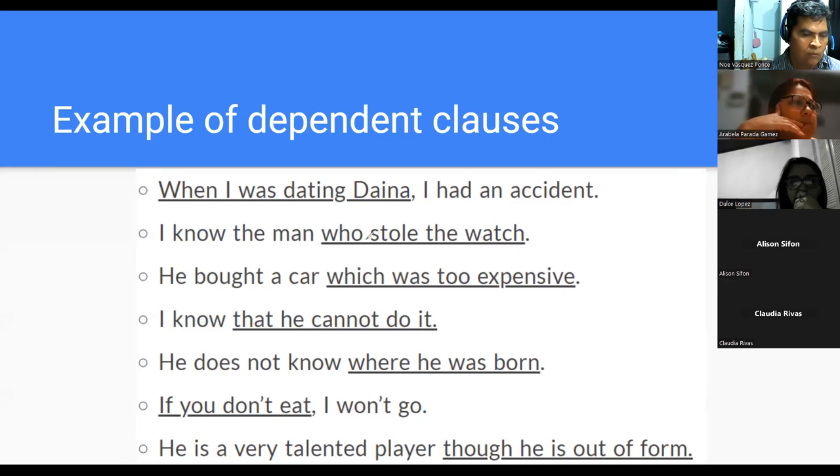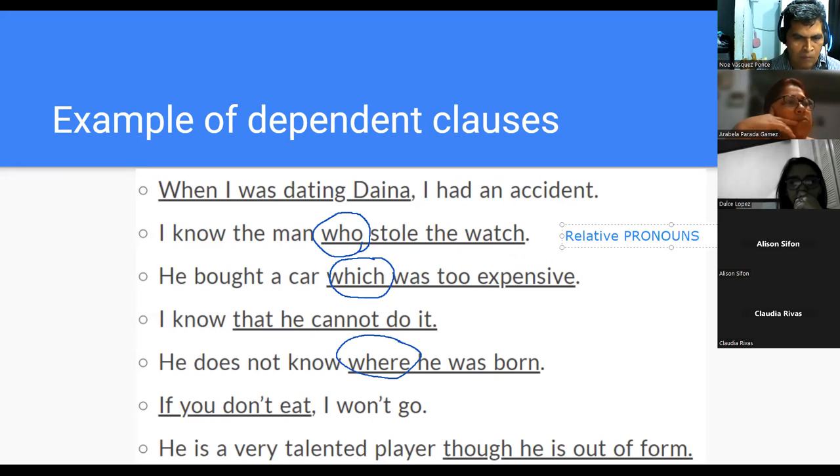Words that are introduced by who or which or where. Sentences like that are not questions. These are called relative pronouns. How are they called, guys? Relative pronouns. So basically, guys, what are some pronouns that you know?